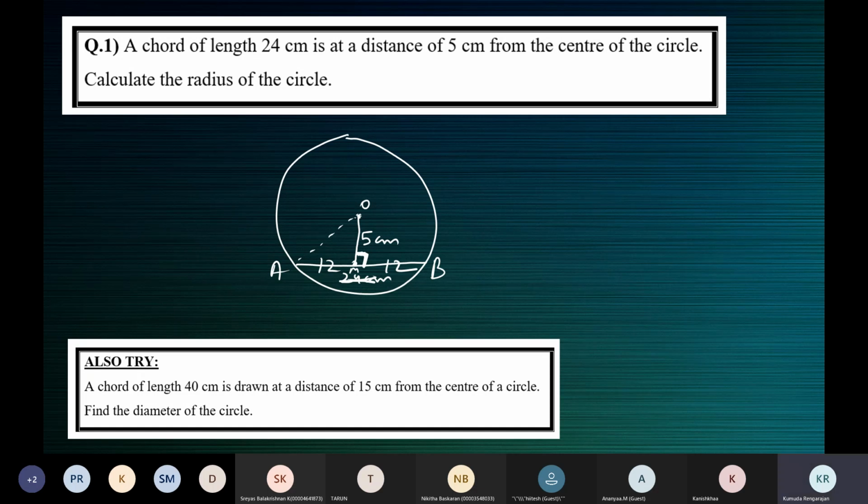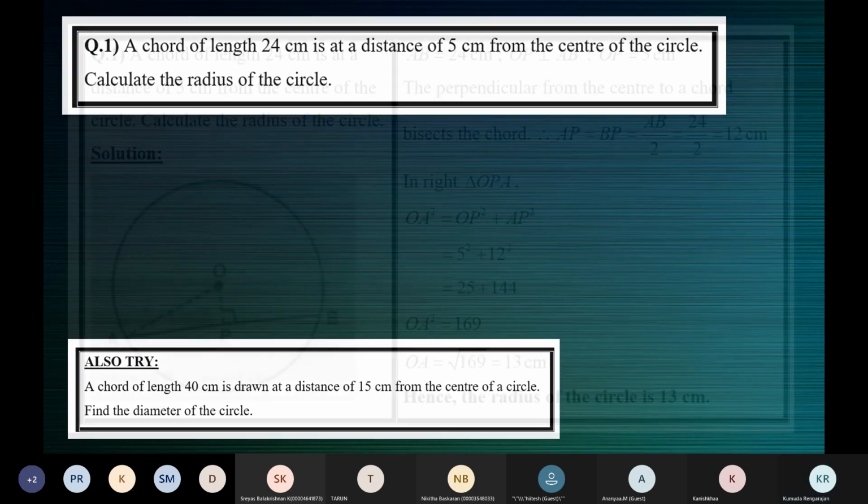And again, another theorem: the perpendicular from the center to the chord bisects the chord. So M is the midpoint of AB. AM is 12 centimeters and MB is 12 centimeters. Now in triangle AMO, which is a right triangle, we know two sides, 12 centimeters and 5 centimeters. So by Pythagoras theorem, OA is equal to 13 centimeters, or the radius of the circle is 13 centimeters.